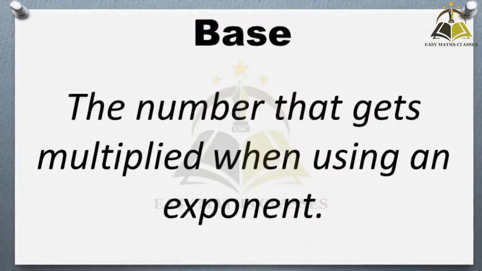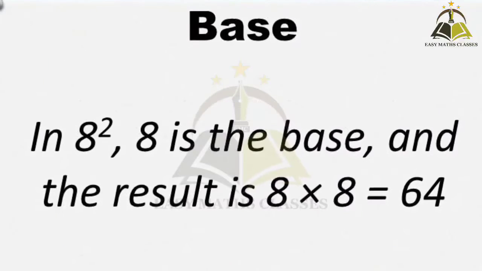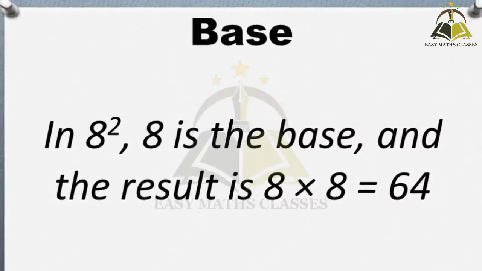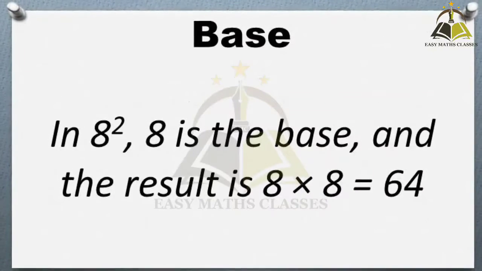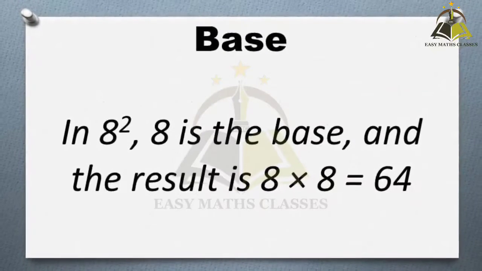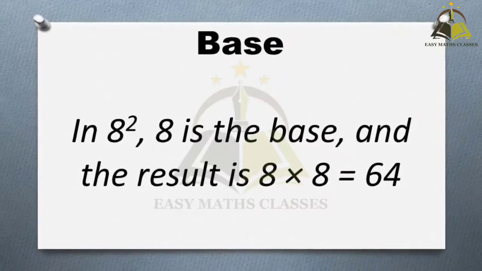Base. The number that gets multiplied when using an exponent. For example, in 8 power 2, 8 is the base and the result is 8 into 8 is equal to 64. So 8 into 8 can be written as 8 to the power 2, where 8 is the base.